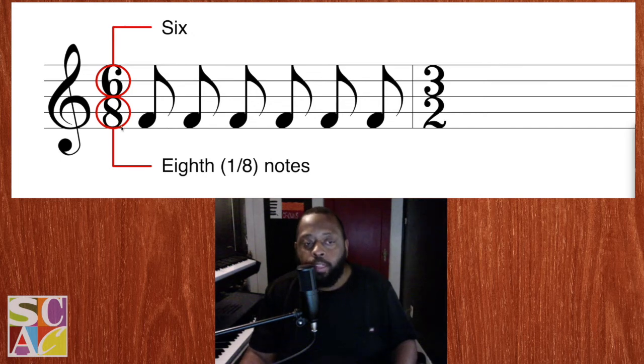By the 8th note getting the beat, if we were to count this in 6, because that's the top number, it would be 1, 2, 3, 4, 5, 6. 1, 2, 3, 4, 5, 6. Now, there are many other types of time signatures that are used in music, but the most common ones are 4/4, 3/4, and 6/8. And that's the description of time signatures.